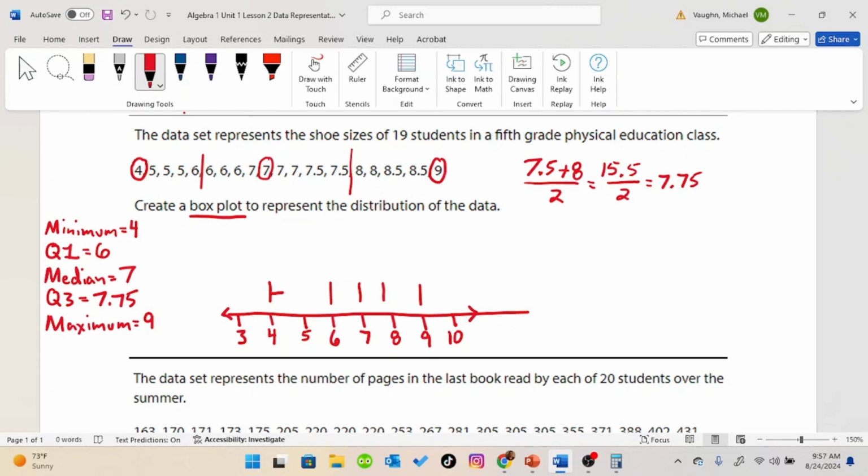We draw our whiskers on the left end and the right end, and then we connect the middle part together as a box. And this is how we create a box plot to represent a data set. If you have any questions about how to do this, please use class time to ask for further clarification.